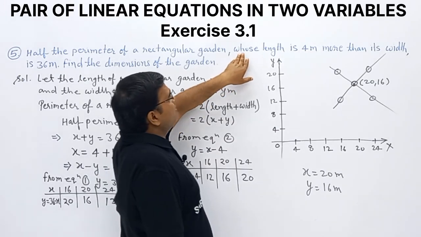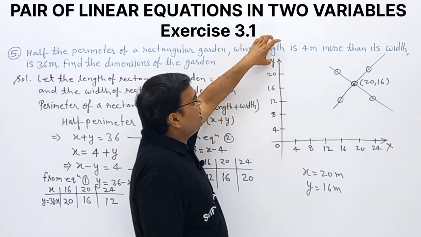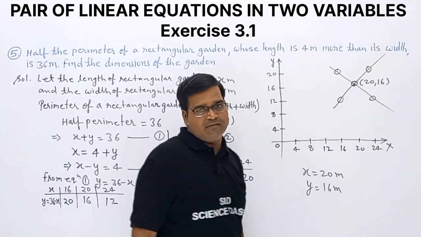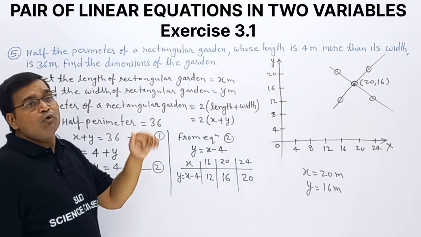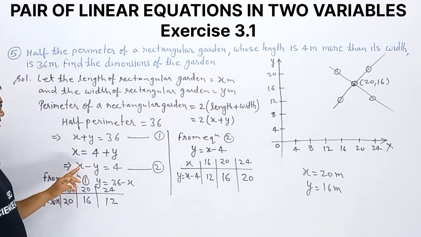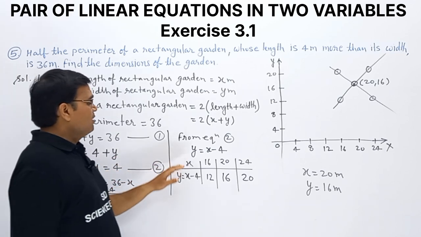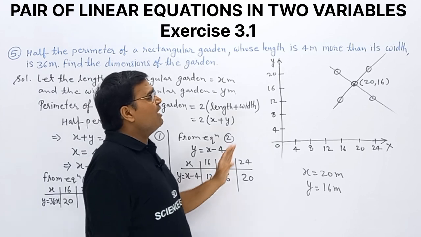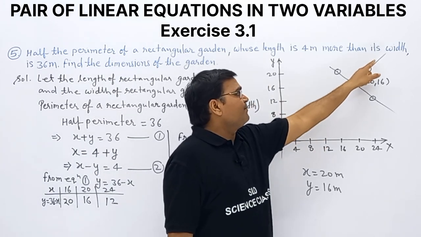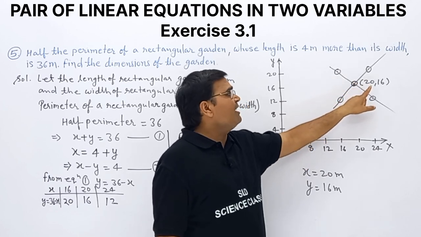Now how do we get the second equation? From the condition given in the question. The rectangular garden's length, which we assumed as x, is 4 meters more than its width. The width we assumed as y, so 4 plus y will be the length. So we can say x equal to 4 plus y. Once we solve this by transposing, we get x minus y equal to 4 meters. For this equation we draw the table, then draw these coordinates on the graph paper, and this line shows these points, and both lines are intersecting at this point.